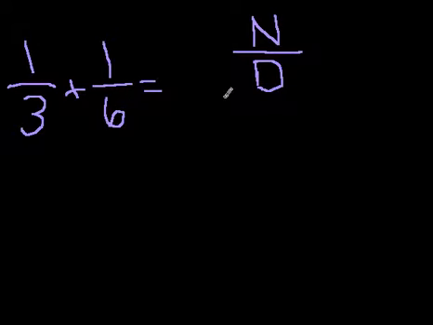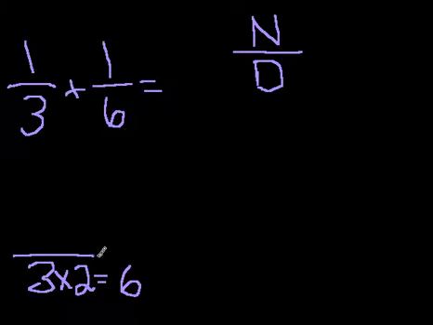I always, if you get confused sometimes, I always think D is down, so the bottom number is down, would be denominator. Okay, so let's start adding it. So I know that 3 times 2 equals 6. So then what you do to the bottom, you have to do to the top. So then you have to do 1 times 2.